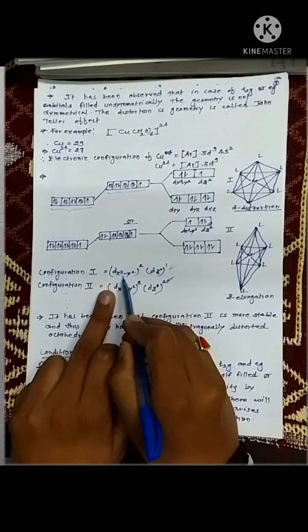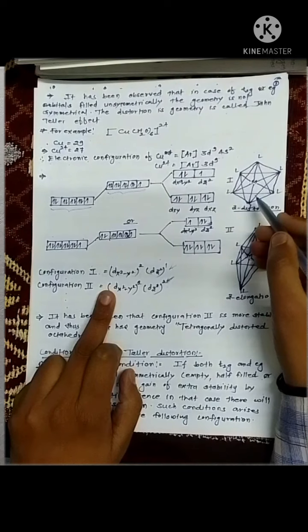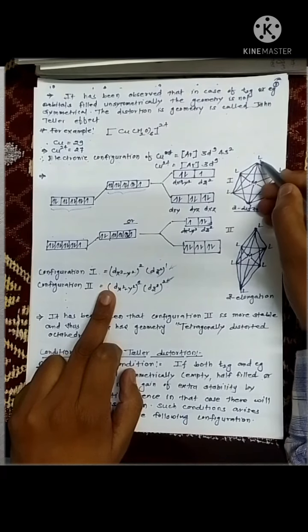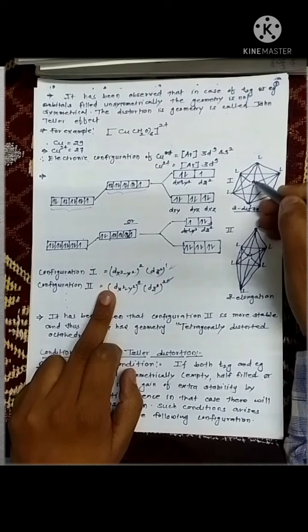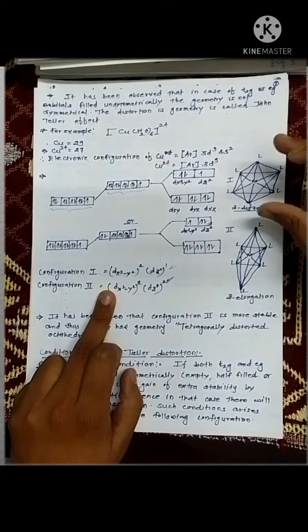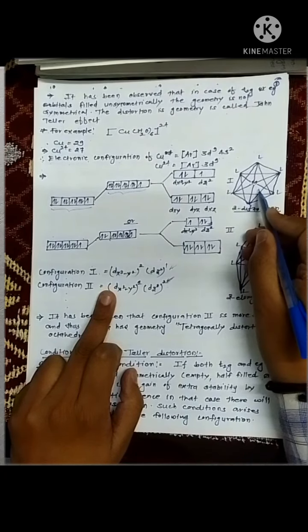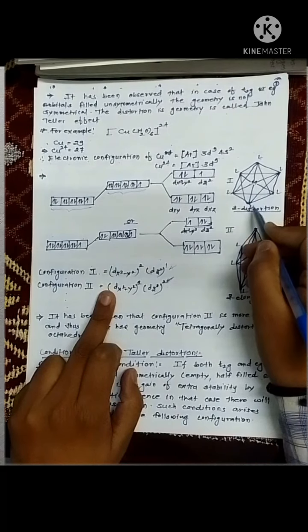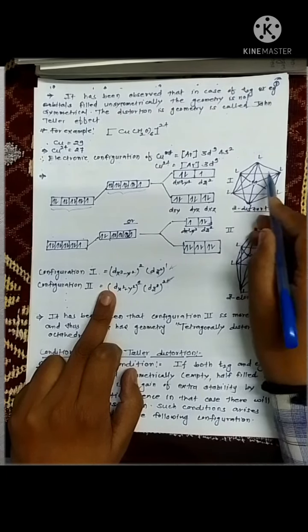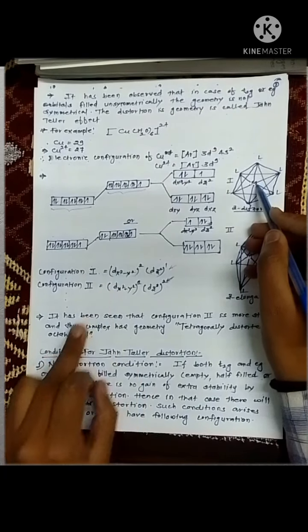If pairing occurs in the dx square minus y square orbital, in this case the repulsion along the z axis, the repulsion between the central metal atom electrons and the ligands approaching from the z axis, is less, and because of that z distortion takes place, that is, compression of the geometry takes place, and we get this type of geometry. It is known as z distortion geometry or compression geometry.